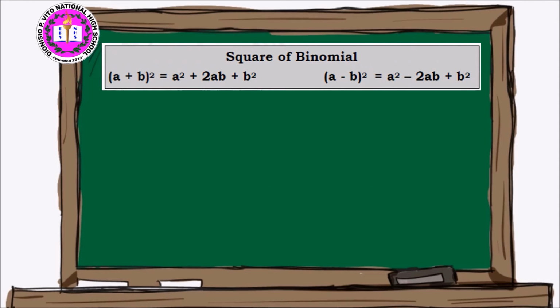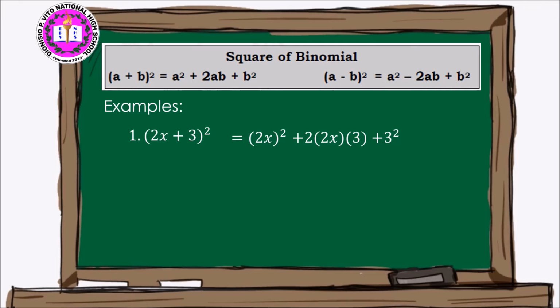Squaring of binomials, so we have (a + b)² = a² + 2ab + b², and (a − b)² = a² − 2ab + b². For example, we have (2x + 3)². So first, we're going to get the square of the first term, which is (2x)², plus twice the product of the first and the second term, so we have 2 times 2x times 3, plus the square of the second term.